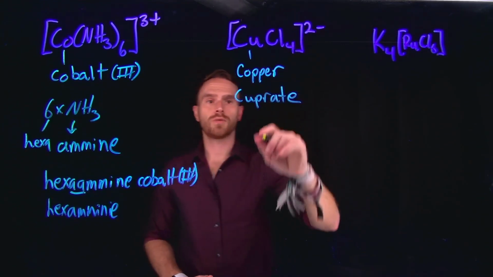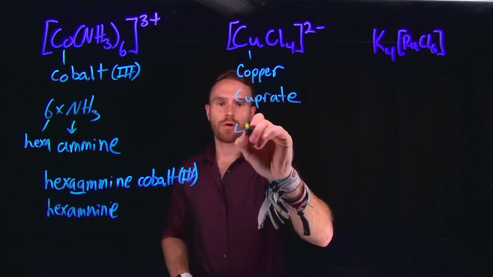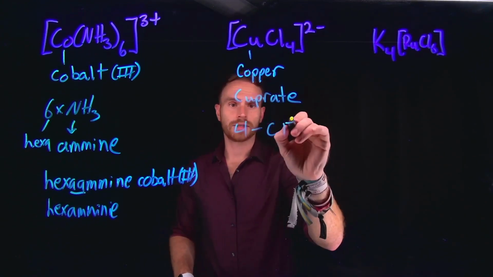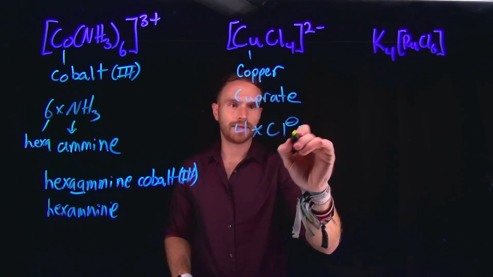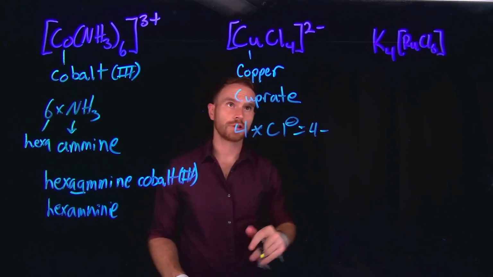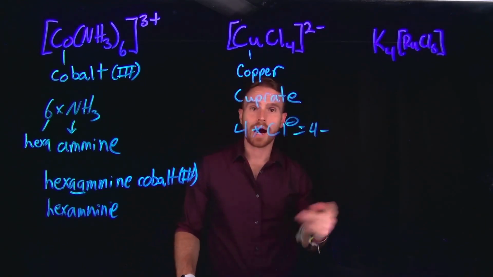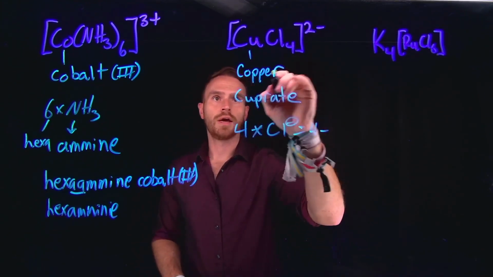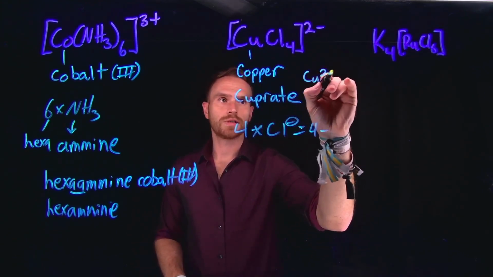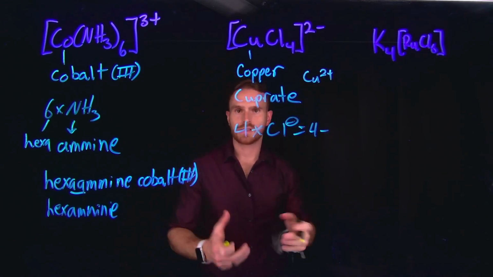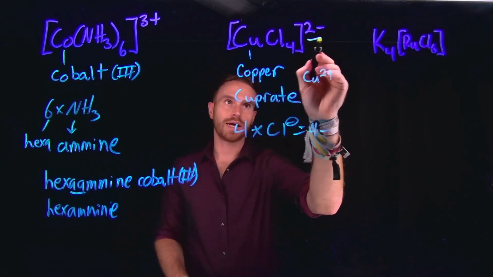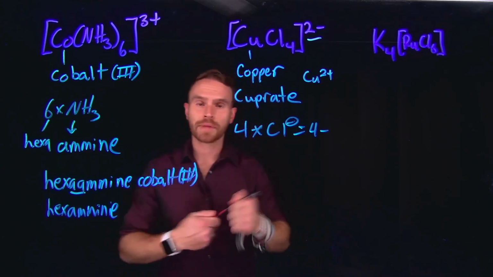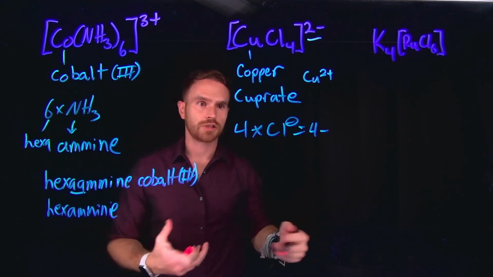I also need to identify the ligands. I know that there are 4 chloro ligands. Chloro has a 1- charge. That means that there's an overall 4- charge. And since my complex ion actually has a 2- charge, that means that copper has to be 2+. So this has to be Cu2+, which leaves behind, after balancing out with the ligands, a 2- charge, which is what I have on this complex ion.